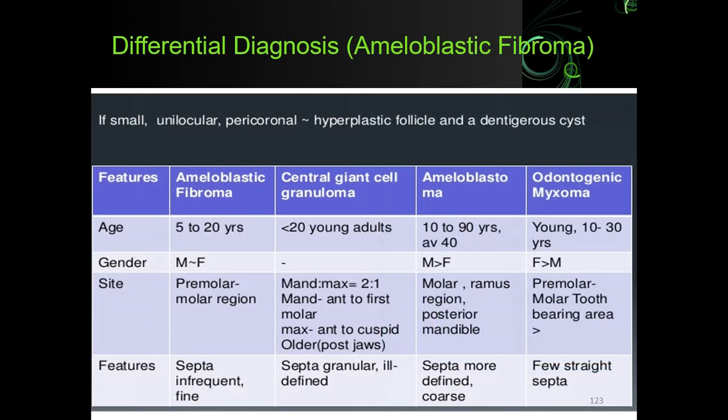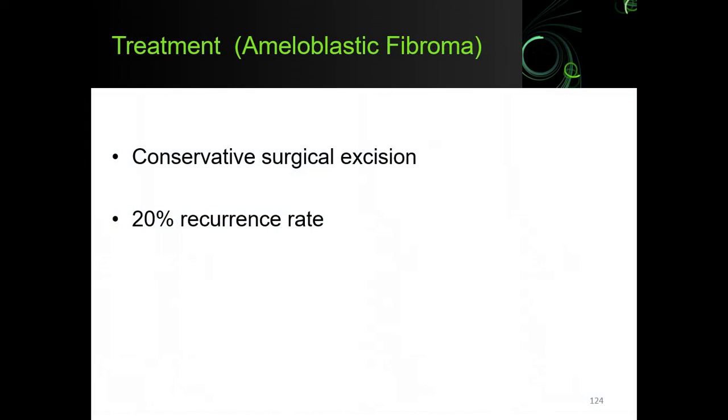Differential diagnoses for ameloblastic fibroma are the central giant cell granuloma, ameloblastoma, and odontogenic myxoma. For treatment, conservative surgical excision is usually considered sufficient. But in some cases, a 20% recurrence rate has led some surgeons to recommend a more aggressive approach in order to reduce the chances of recurrence.